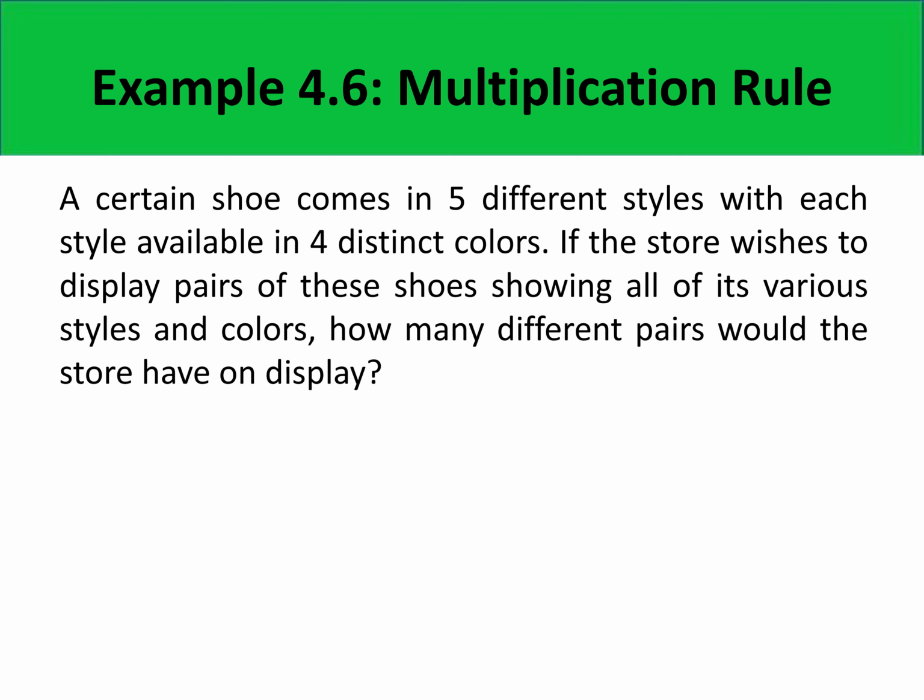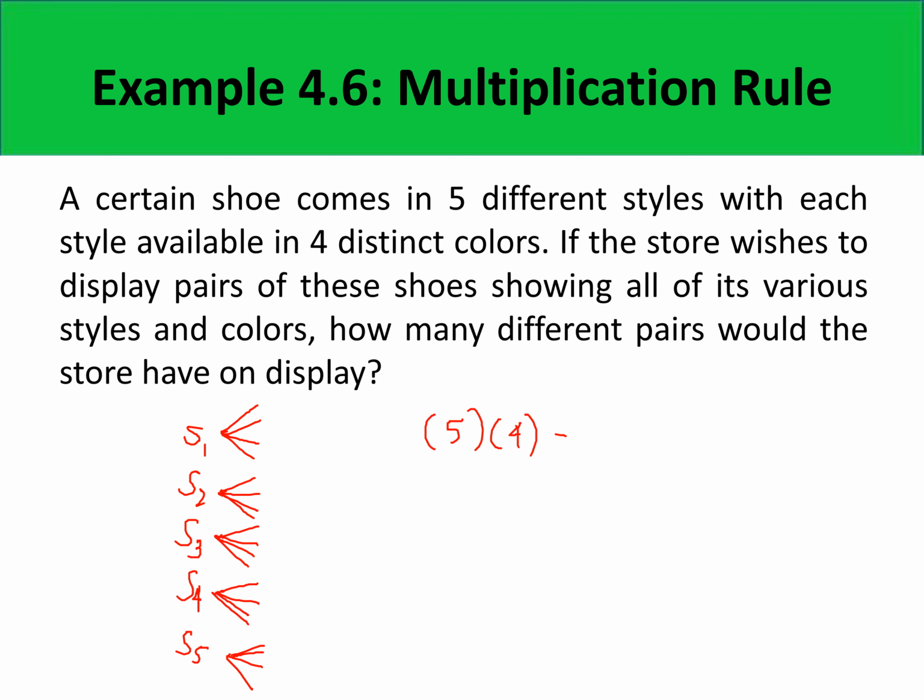So in this case, there are 5 different styles. Let's label them with S1, S2, S3, S4, and S5. And for each of these styles, there would be 4 distinct colors. So for each style, this will branch out into 4 additional outcomes, which corresponds to the 4 different colors. Which means that if we're going to use multiplication, we get 5 times 4, which is 20. Therefore, there would be 20 different pairs that the store would have on display.